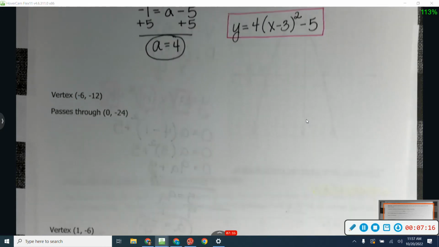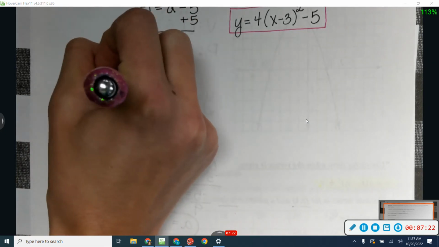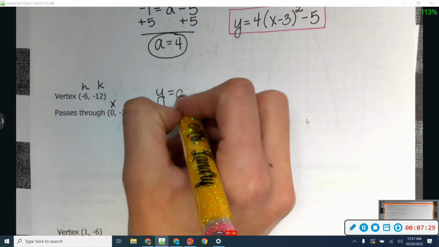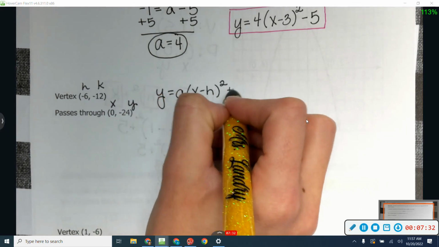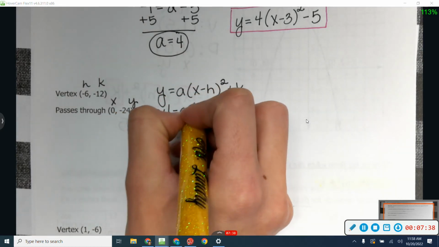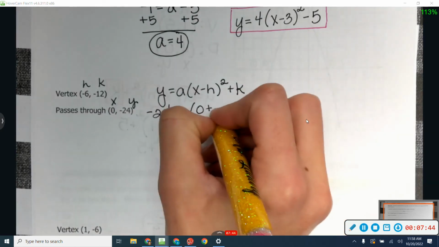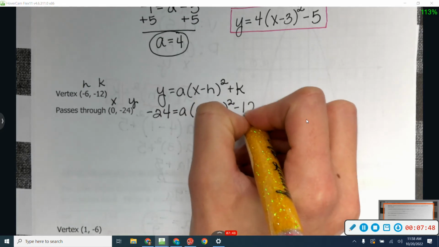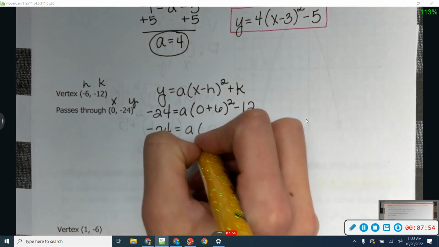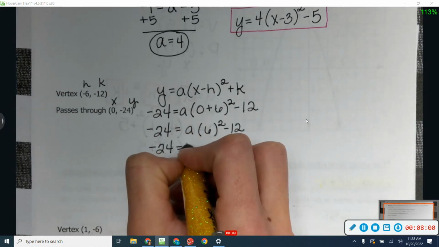We good? Okay. So the next example, my vertex, negative 6, negative 12 is my h, k. And then 0, negative 24 is my x, y. So I'm going to plug in negative 24 is equal to a times 0 minus negative 6, which is going to turn into plus 6 squared, minus 12. So I've got 0 plus 6, which is 6. And then 6 squared is 36.